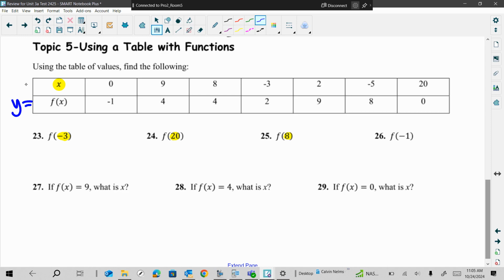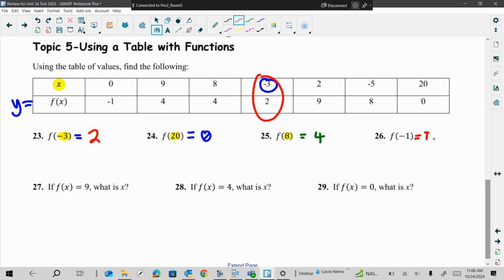So we need to find f of negative 3. Right here, here's the negative 3 on the table. So what's our answer? Yep, 2. Done. All right. What about f of 20? Yep, the answer is 0. Good. f of 8. And then f of negative 1.